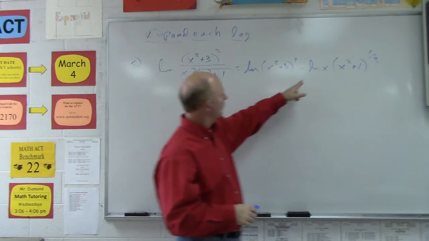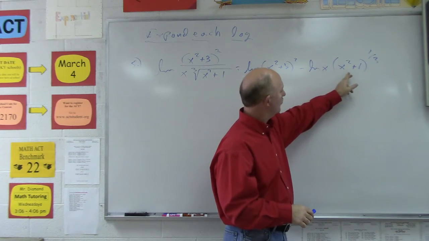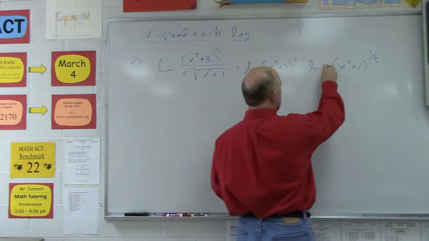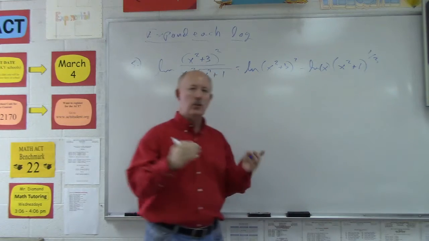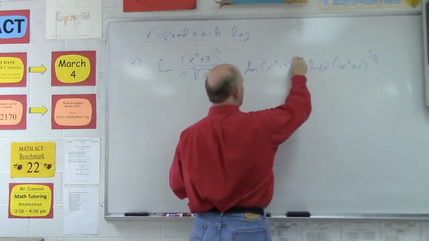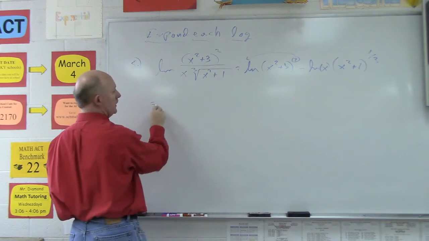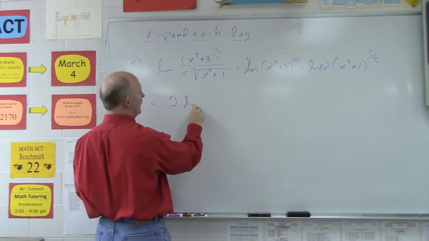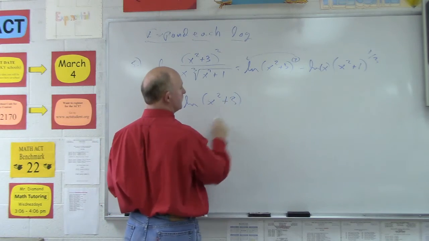Okay, also, I notice the natural log of x times the quantity x squared plus 1 to the 1/3. Now this right here is a product, so we're going to have to expand that as an addition. So I also want to bring the 2 down front on this first natural log. So as we rewrite this now, this becomes 2 natural log of x squared plus 3.